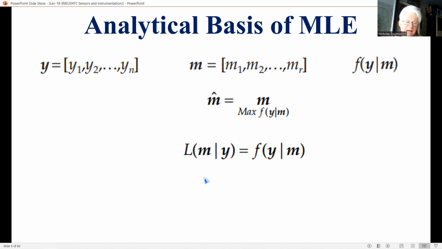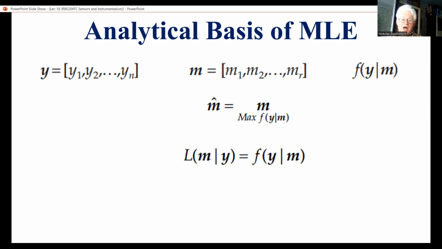The roles of M and Y are reversed in L and f, even though the actual analytical functions of L and f are identical, as indicated by this equation. But notably, L represents the likelihood of a particular model parameter M, given a specific set of data generated by the process that is represented by that model, while f represents the probability of achieving the specific data through a probability model having the particular parameter value.